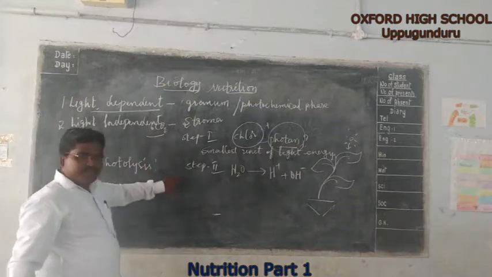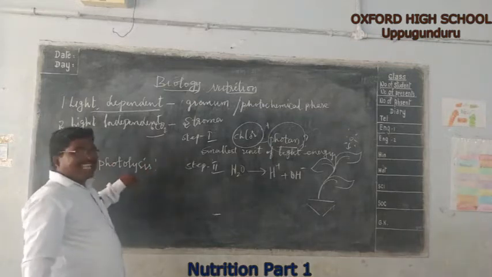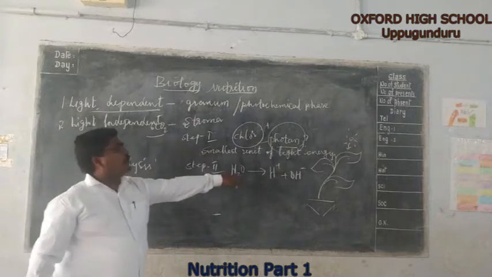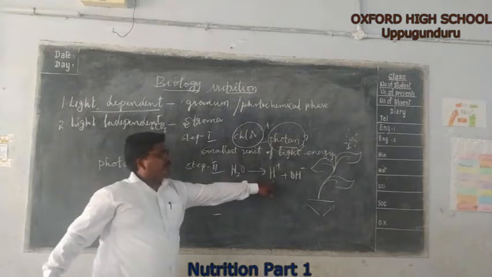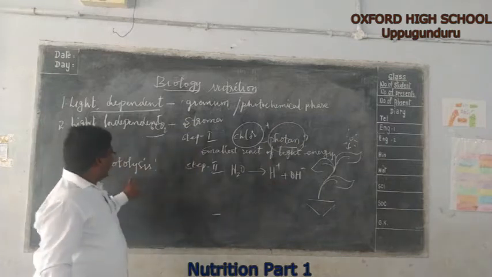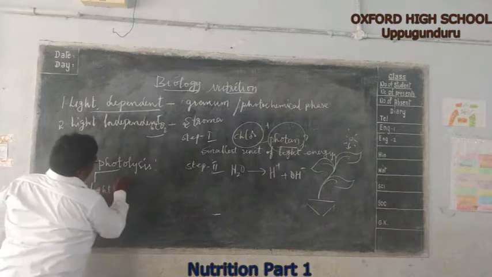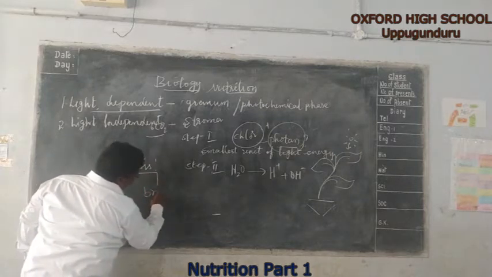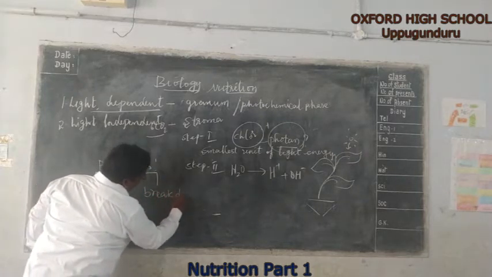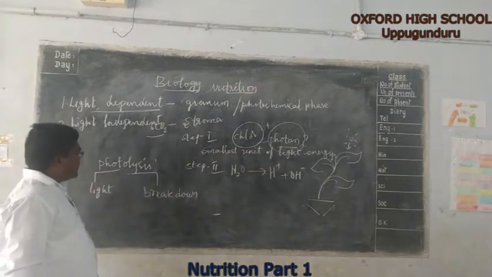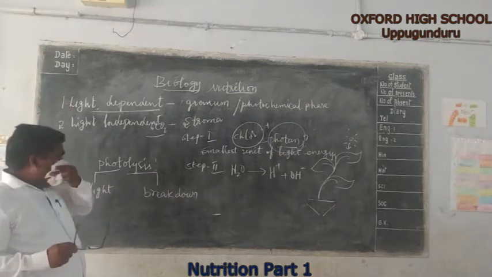This reaction is known as photolysis. Here, the light energy is useful for splitting of water molecule into two component ions, hydrogen and hydroxide. Photo means light, lysis means breakdown. Splitting means breakdown here.